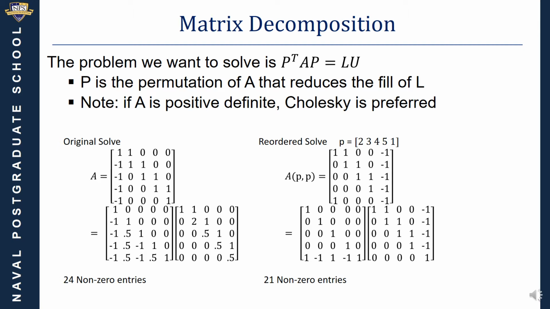Now, if you look at the two matrices, they have the same number of elements in the original matrix, but when we do our LU breakdown, there are 24 non-zero entries in the original ordering, whereas the reordered solving has 21 non-zero entries, meaning we've reduced the fill by over 12%. It may seem small on this matrix, but it can have large effects down the line in large matrix systems in speed and storage capability.